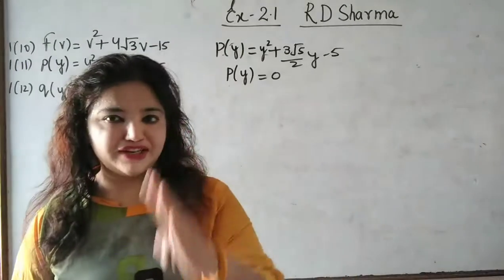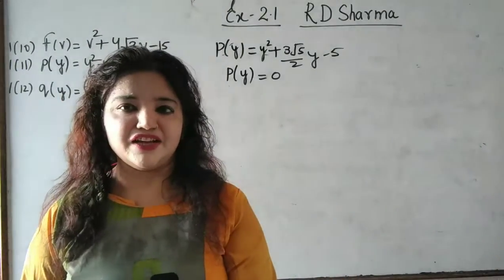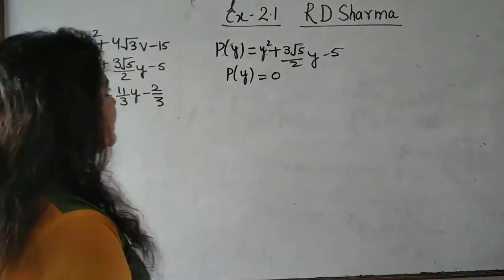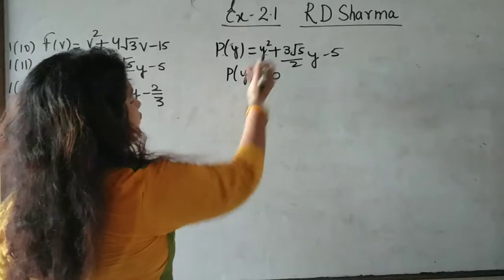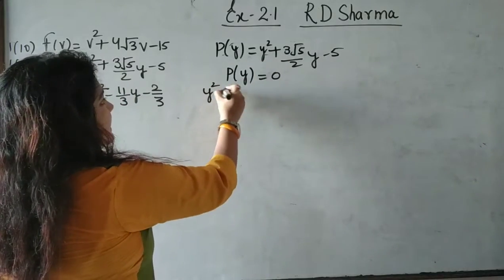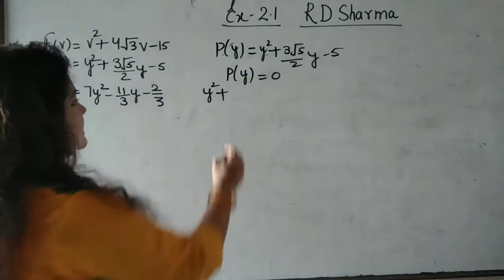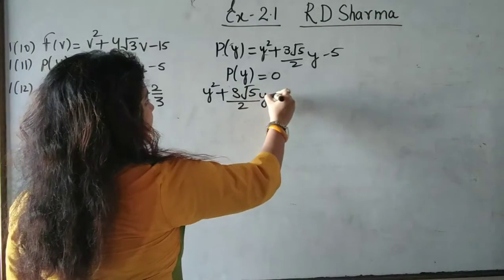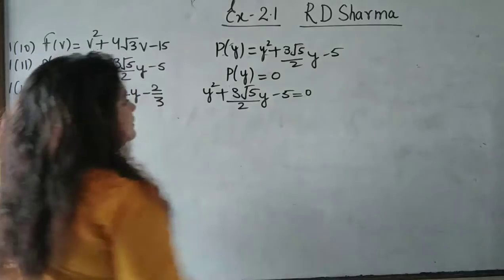पॉलिनोमियल इक्वेशन को इक्वेट करते हैं जीरो से और फिर उसे सॉल्व करते हैं और हमें क्या मिलता है, जीरोस मिल जाते हैं पॉलिनोमियल के। सो p(y) इज इक्वल टू जीरो. व्हाट इज p(y)? y squared plus 3 under root 5 upon 2y minus 5 is equal to 0.